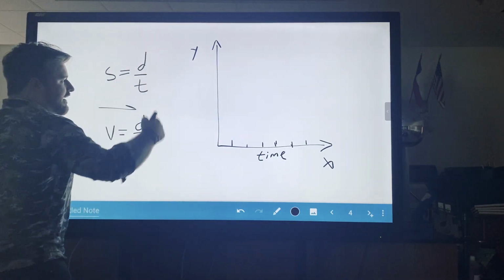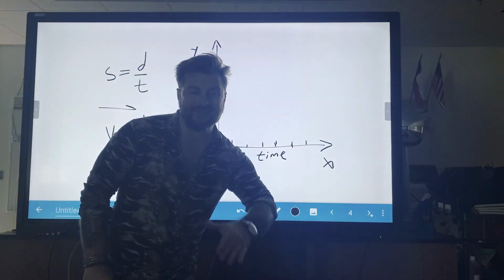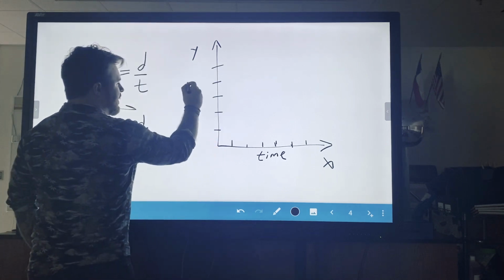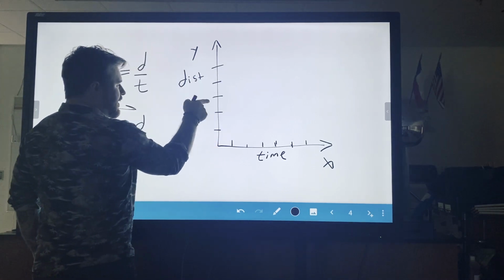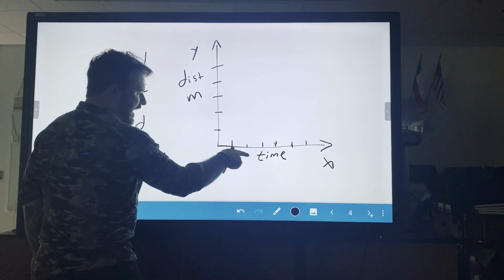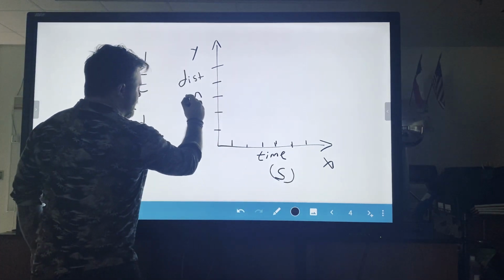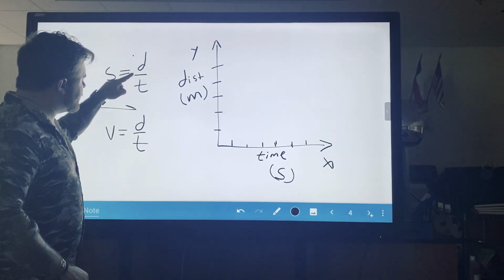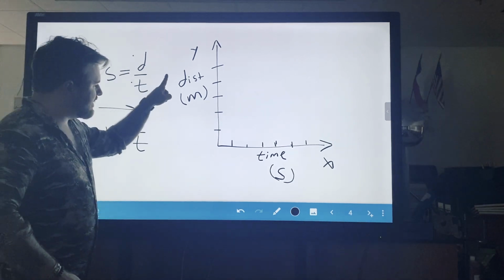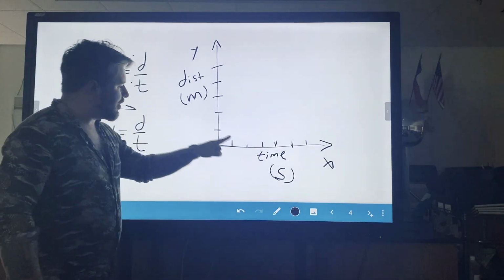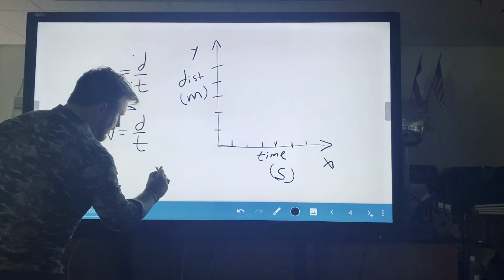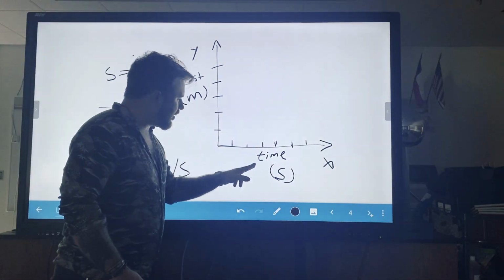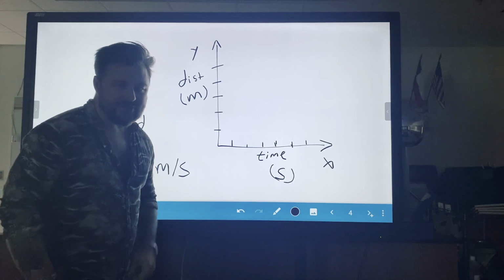So what's going to be on the y-axis, up and down? Well, the only variable left is distance. So check me out. My distance is going to go on the y. And I'm going to put my units. So I'm going to go with meters and seconds. Look at this mirrored. Distance over time. Meters per second, which is the unit of speed and velocity. Meters per second. This over this.